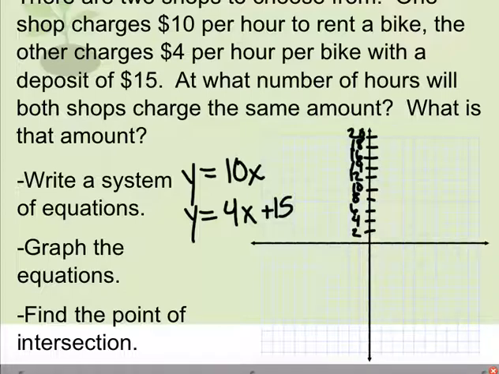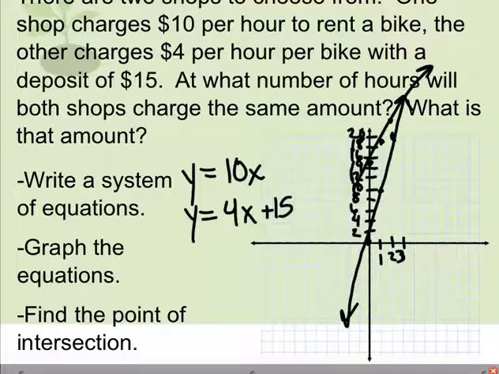Okay, so I can plot my first equation by saying we have (0, 0), (1, 10), (2, 20), and so on. We have my first equation. And then my second one, we're going to have to go up 15 to start. So we're right here. And then for every hour I add $4. So we go from 15 to 19. And for 2 hours, we are at 23. So up here, up more. So we see that we are going to intersect up here.